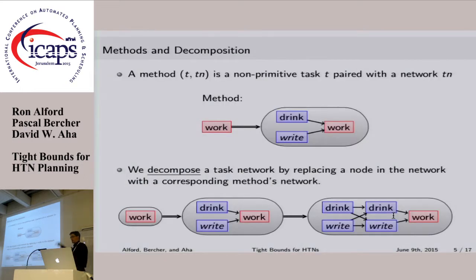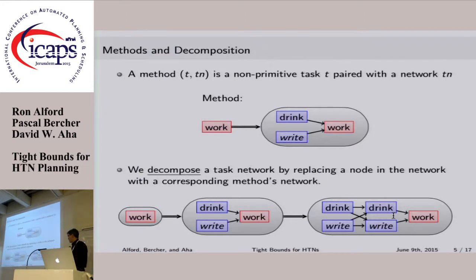Now we're back to methods. A method is a pair of a non-primitive task and a task network. A task network is a partial order over tasks. So here we have the method for work, which decomposes into two primitive tasks, drink and write, followed by the work itself. So this is a recursive method, and the arrows represent ordering constraints. So drink and write can occur in any order, but they must occur before we do more work.